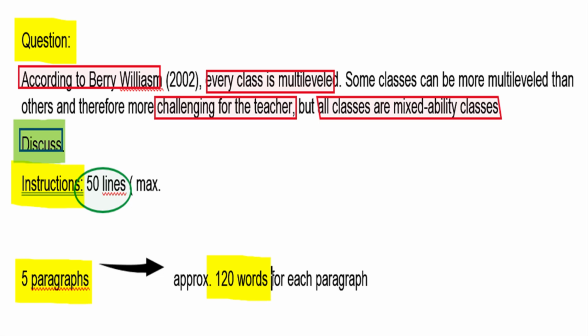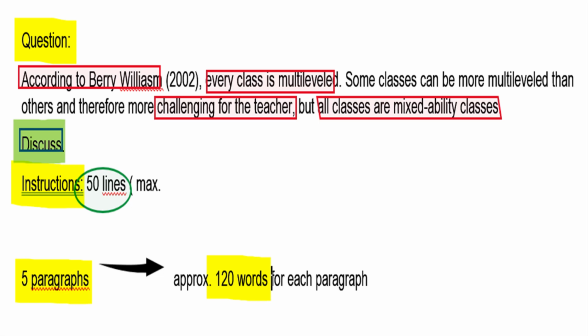Notice here that you have been instructed to write no more than 50 lines, or what would equal 5 paragraphs, approximately 120 words for each paragraph. When you look at this question, you discover that there are two main ideas. First, that all classrooms are multi-leveled, which means that they include learners of different abilities, needs, and styles. And second, that this mixed ability presents challenges for the teachers.